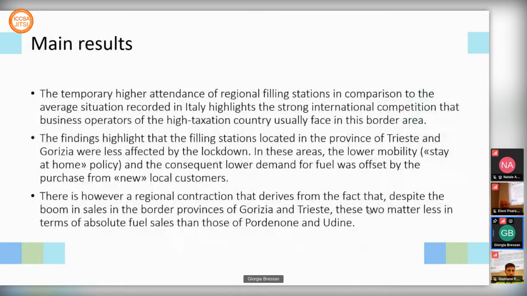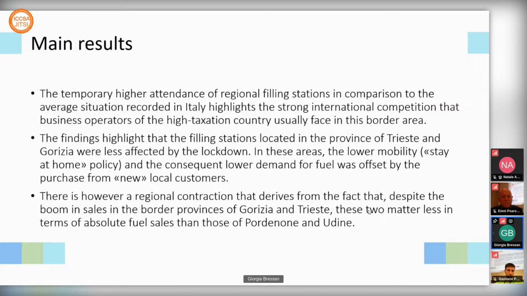So summing up, the temporary attendance of regional filling stations in comparison to the average situation recorded in Italy highlights the strong international competition that business operators of the high taxation country usually face in this border area.